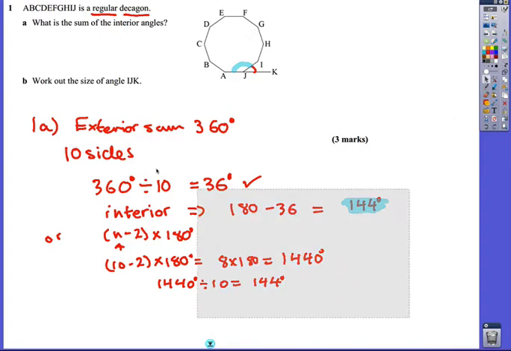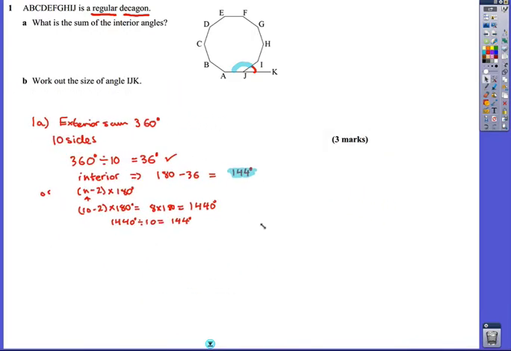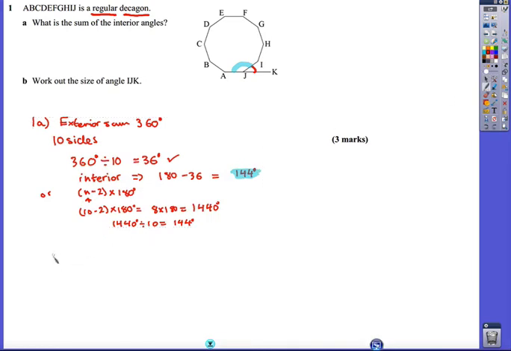Now moving on to 1b. In fact, we've already done 1b. 1b is asking us to work out the size of angle IJK. So IJK is over here, and you must have spotted that this is the exterior angle. So IJK, I'm going to use red again, is just 360 degrees divided by 10 to give you 36 degrees. Moving on to question 2.